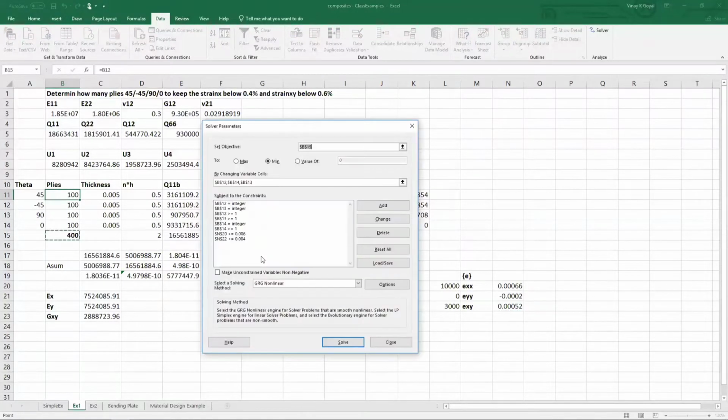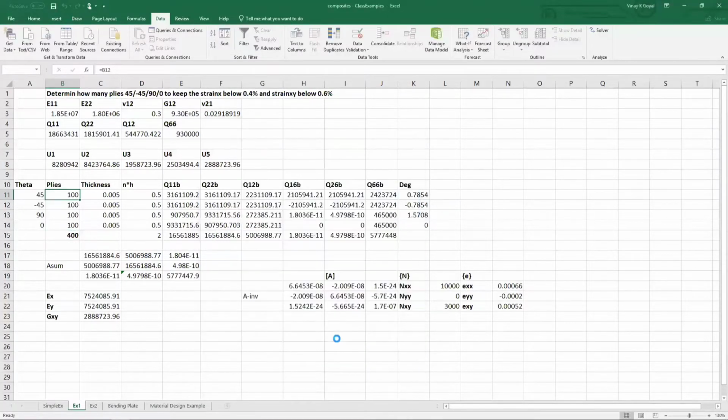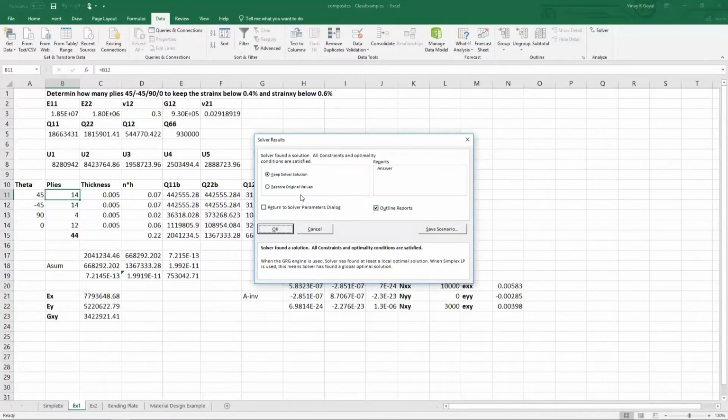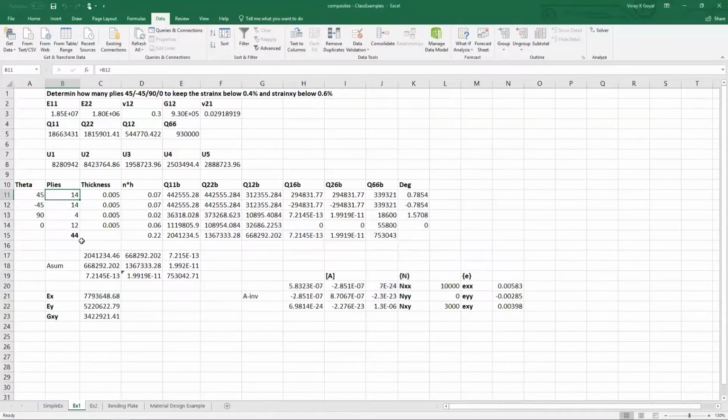And we're done. So we fixed that. Now we're ready to solve it. So let's hit solve and see if we can get the number of plies for this design. And you can see here the bottom is going through the iterative process. It arrived at a solution, and the solution is 44 plies.